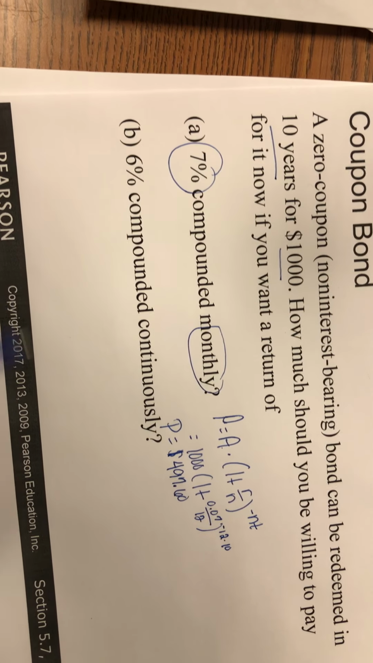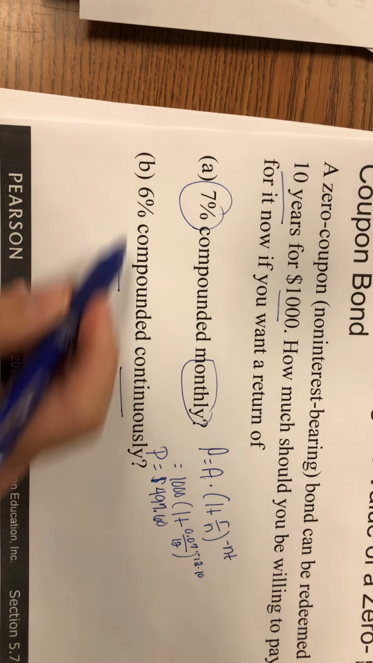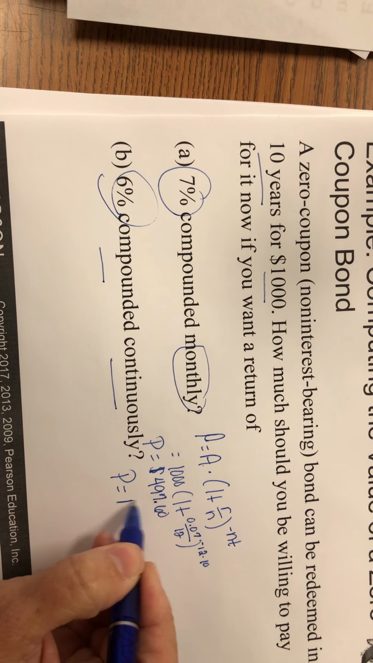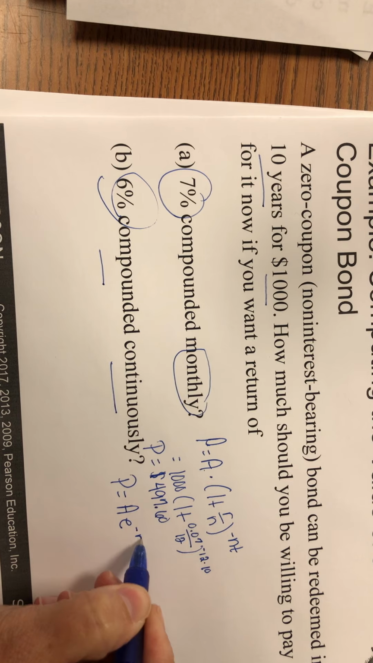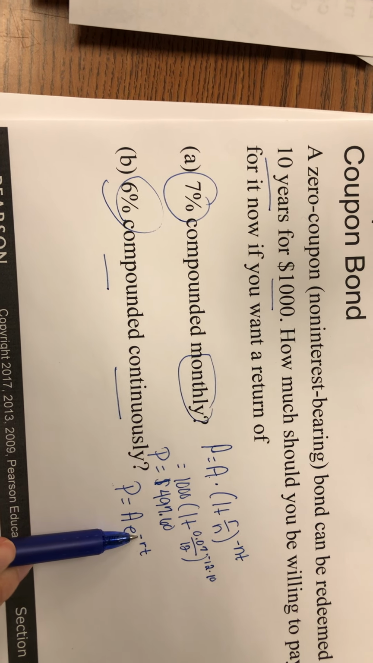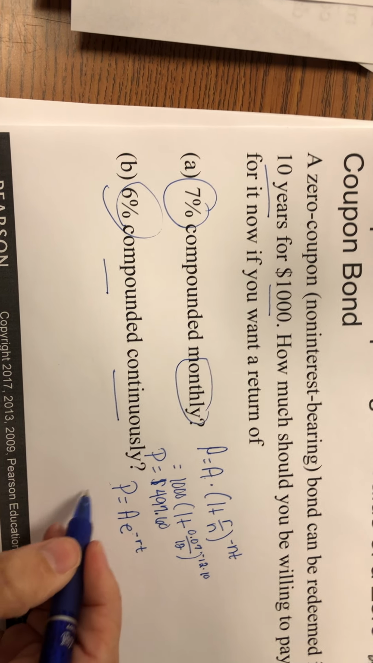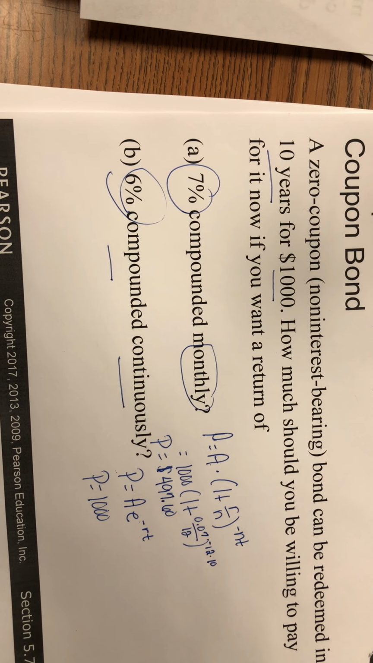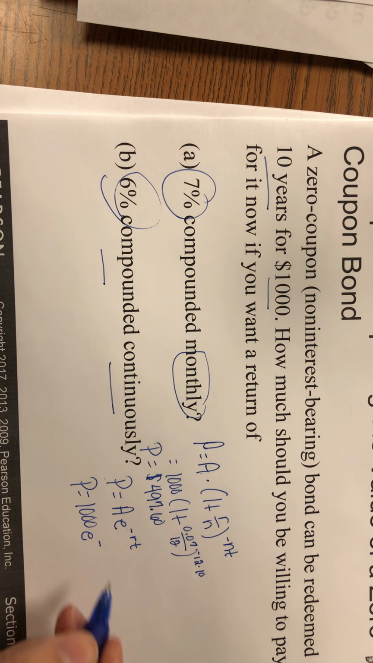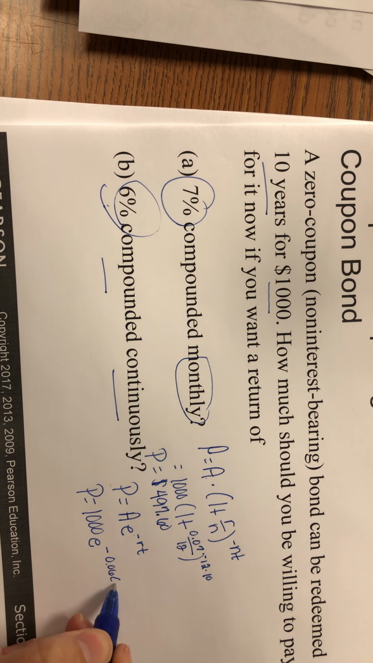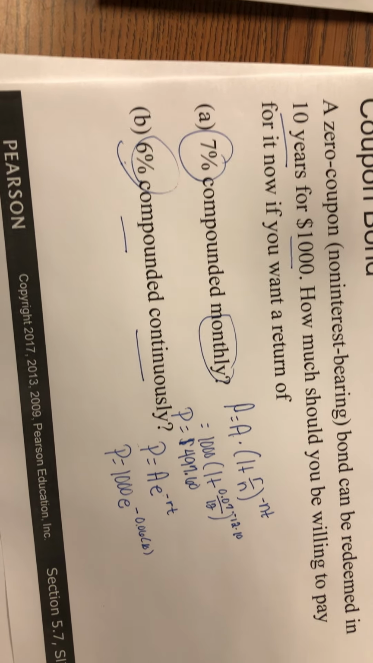Okay? Now, let's look at the same situation, but we're going to compound continuously at 6% interest. So P is equal to A times e to the negative rt. A and P are switched. R and t has been changed to a negative. So the principal is equal to the ending amount, which is 1,000, times e to the negative. Take your 6% and change it into a decimal and multiply it times your time, which is 10 years.